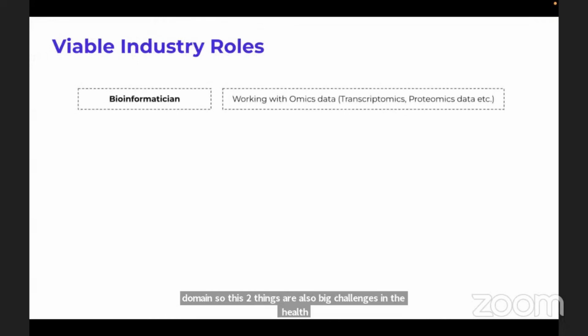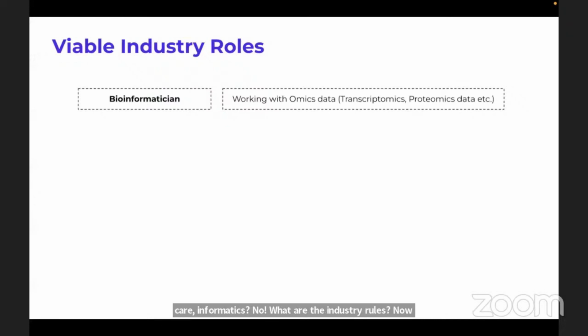Now, what are the industry roles? All of you know about the bioinformatician, who works with omics data, transcriptomics, proteomics. This expertise is needed in this field also, majorly in oncology, where the idea is precise subtyping of a particular breast cancer, colorectal cancer or liver cancer, and that will help you cater more precise therapy and drug regimes for particular subtypes. So omics expertise is also needed in this industry.